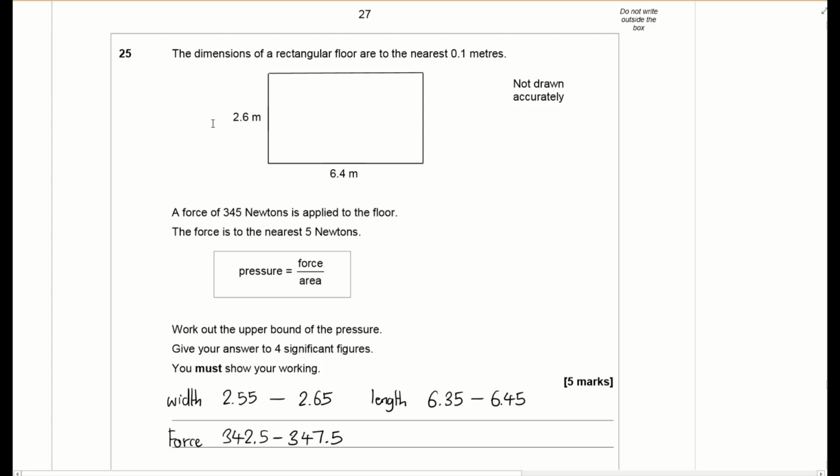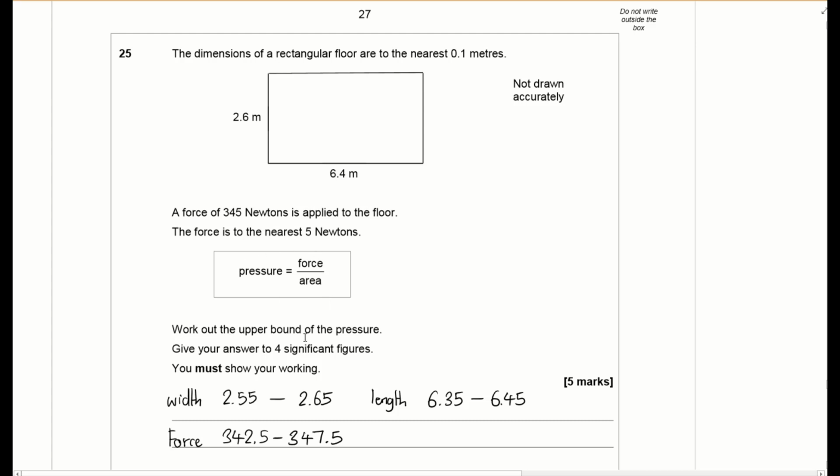So we have a rectangle here, 2.6 metres by 6.4 metres. A force of 345 newtons is applied to the floor. The force is to the nearest 5 newtons. We're given the formula here that pressure equals force over area. You might not be given that in the exam, so it's worth remembering it anyway.